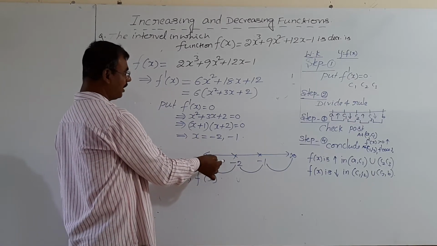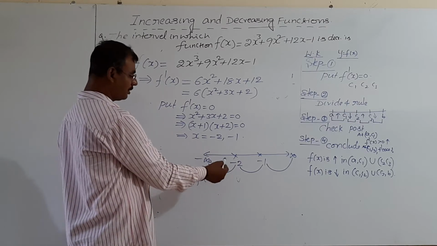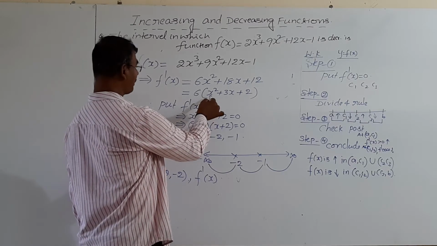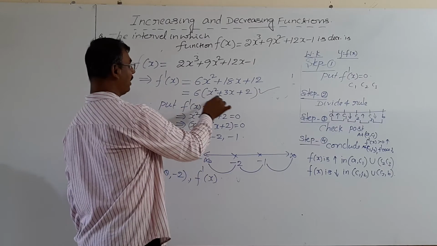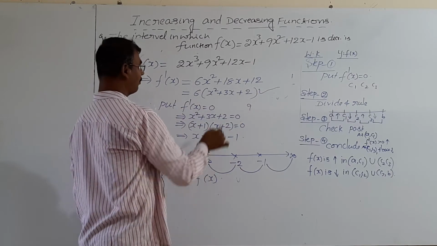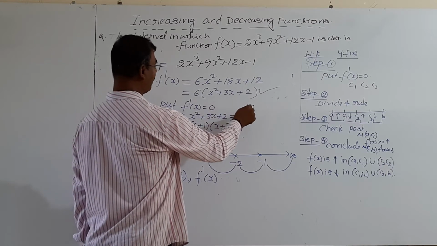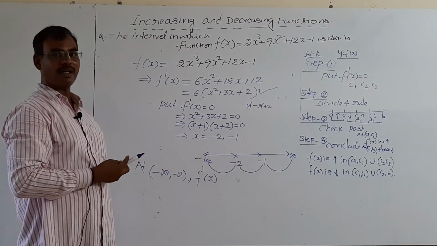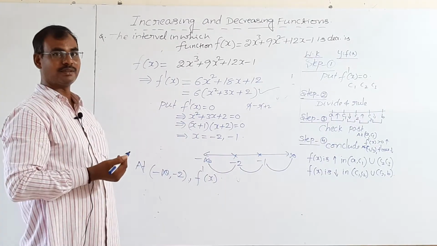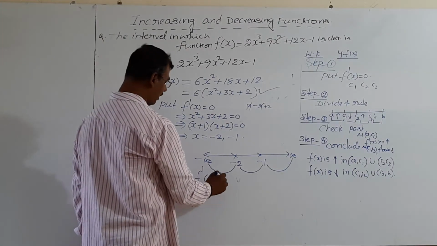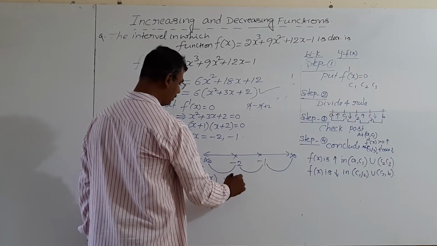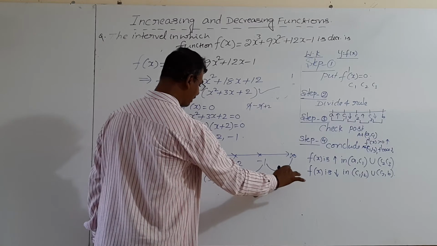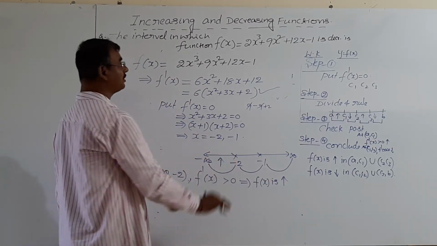Substitute here, take a number in between. Shall I take -3? Okay, -2, next number -3. Substitute in the function; f dash of x is the only important thing. -3 whole square is 9, 3 into -3 is -9, plus 2. Cancelled. What is the remaining? 2. Is it positive or negative? So it is positive, always greater than 0. It means f of x is increasing. So in this interval the function is increasing.